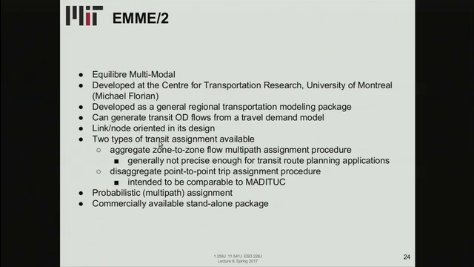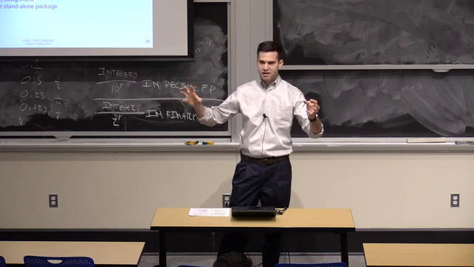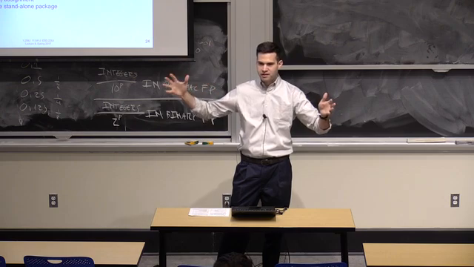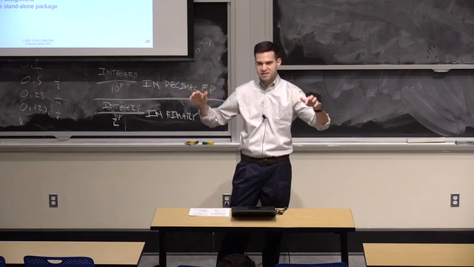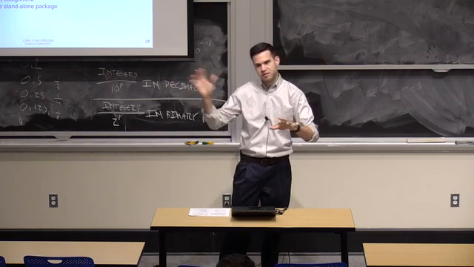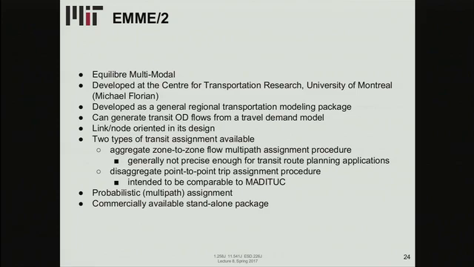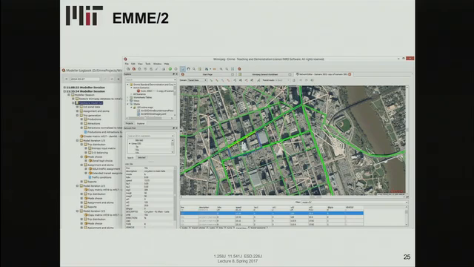There are 2 options for transit assignment. There's aggregate zone-to-zone flow multipath assignment. So that's usually not precise enough because it's zone-to-zone. And then there's a disaggregate point-to-point trip assignment procedure, where you could know which bus stops and lines and everything. It is probabilistic or multipath. So now you have an OD pair and different alternatives of how to get from O to D. And one might be preferable, but people might be split on which lines they take, right? And maybe 2/3 of people go one way and 1/3 go the other. And some equilibrium is reached this way. It's a standalone package. This has all the graphics built in. And here's a picture.